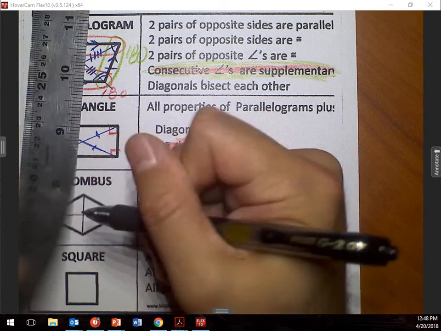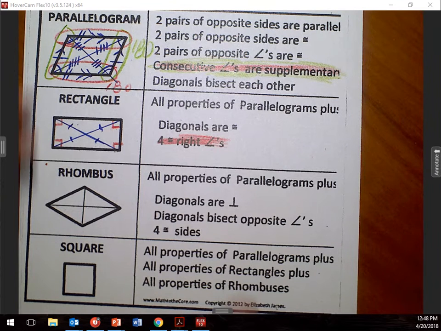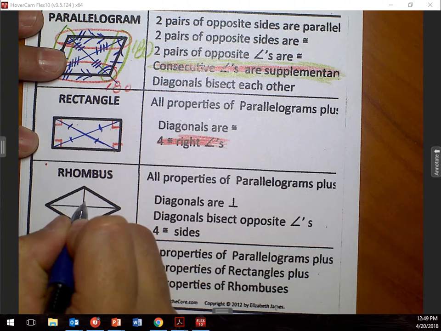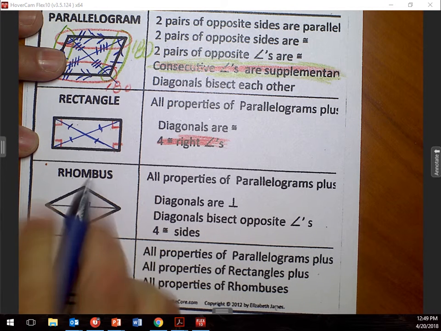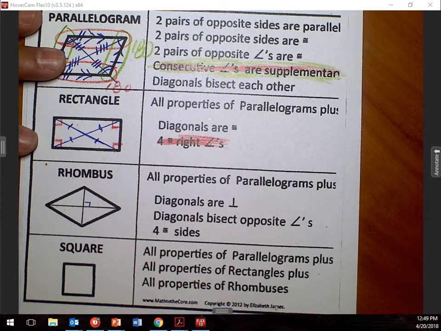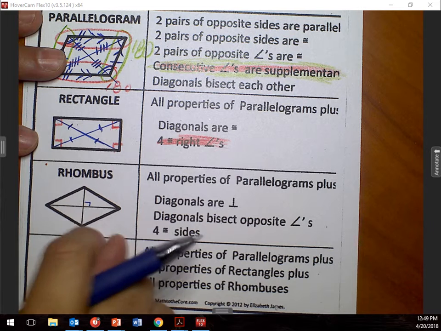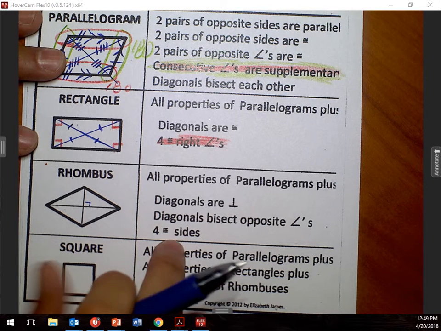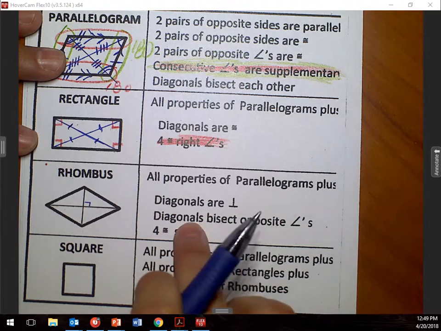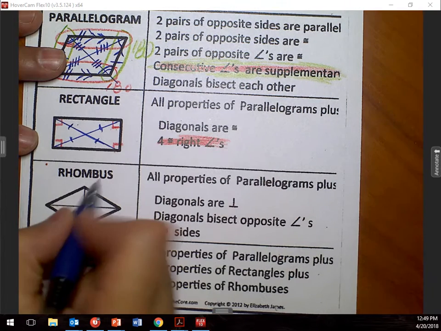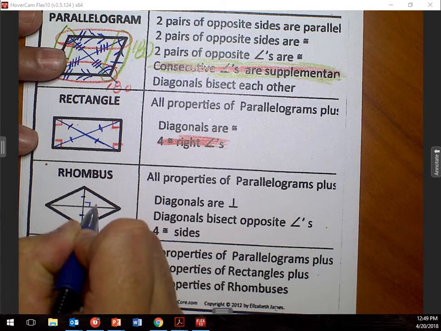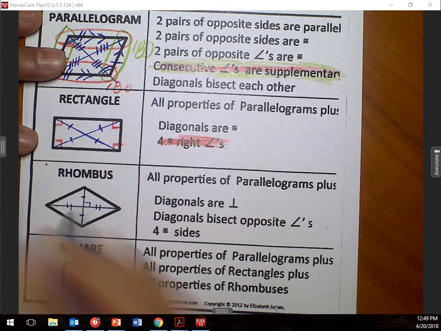Okay, so diagonals are going to be perpendicular, so that means that they are going to be right angles. So right here I'm going to put the little symbol for right angle. So all those are going to be 90-degree angles there. Now, the same rules apply from earlier. Diagonals are congruent to each other, right? So this one is congruent to this one. This one is congruent to this one.